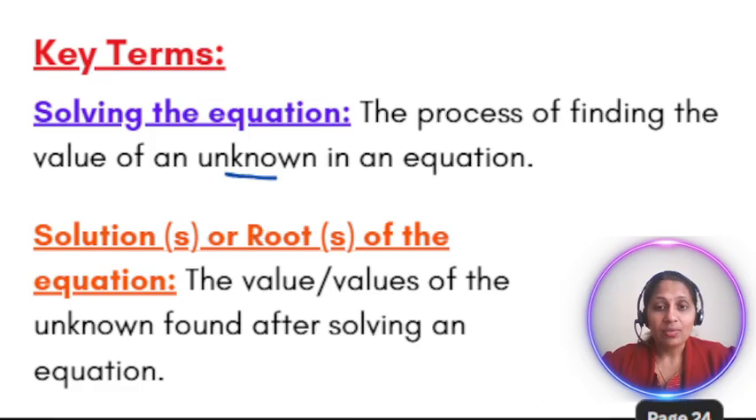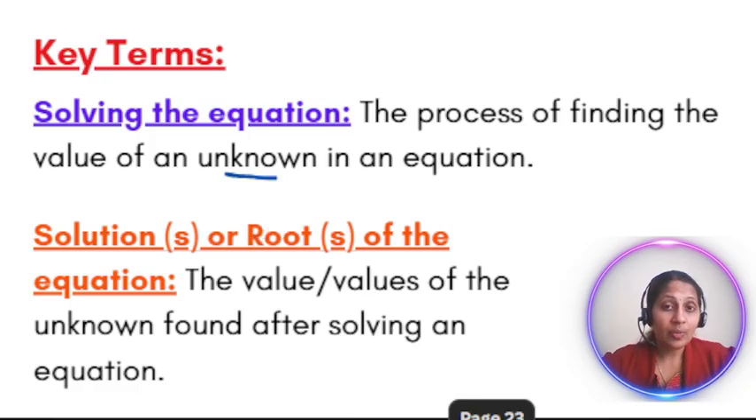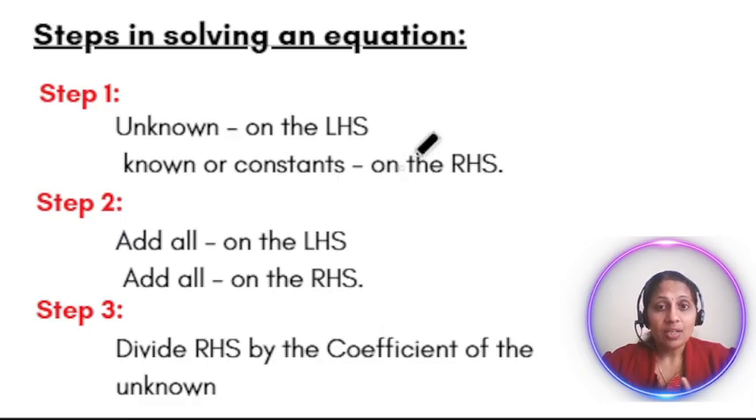Okay. Now, the entire linear equation can be solved with three simple steps. Step 1, group all your unknowns to the left hand side. Group all your knowns and the constants to your right hand side. Then add all the terms on the left hand side and add all the terms on the right hand side. Finally, divide your RHS, right hand side, by the coefficient of your variable. That's it.